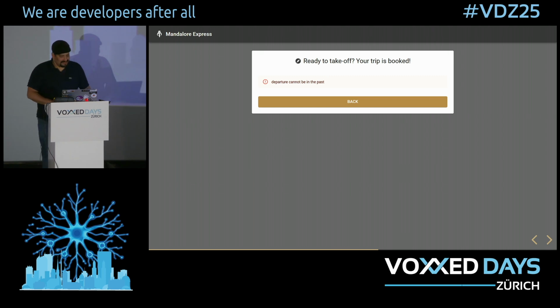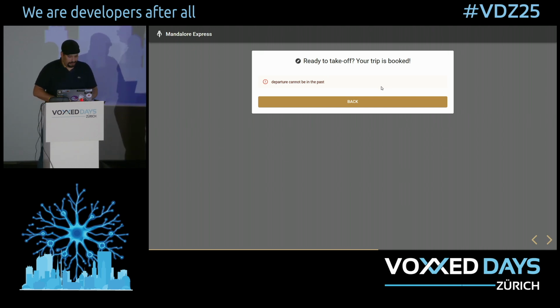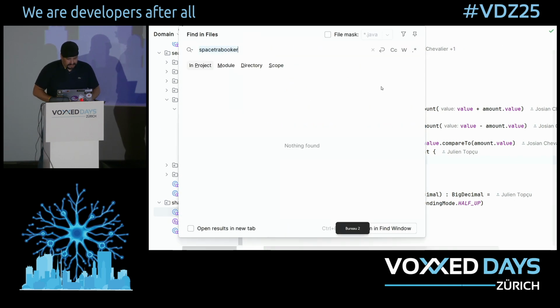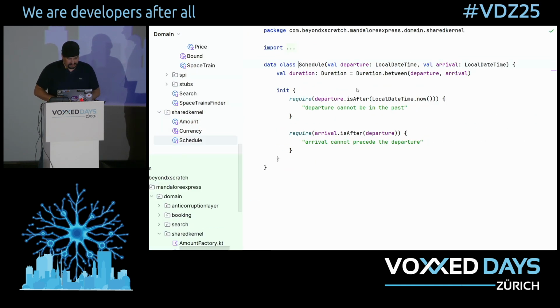So, if I understand, we are not able to open past bookings, which is annoying for the expense feature, right? If we do so, here we have an error that says departure cannot be in the past. So let's see where this error happened in the code. Okay, so it was departure cannot be in the past. This is the test, so it should be here. Yeah. Oh, this is inside the schedule.